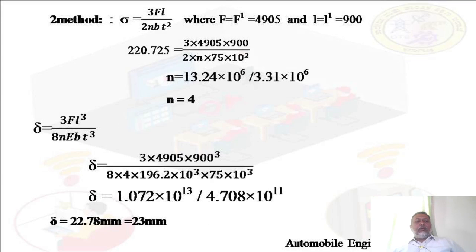The second method, that is initially we have mentioned about 3FL by 2NBT square, where F remains the same, 4905, and L changes to 900. So the answer will be the same, N is equal to 4 and deflection is equal to 23 mm. We just go through it. We'll have 3FL cube by 8N EBT cube, and substitute all the values, you come across 23 mm.